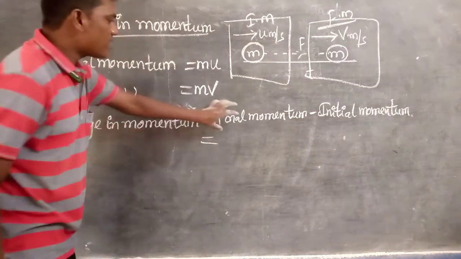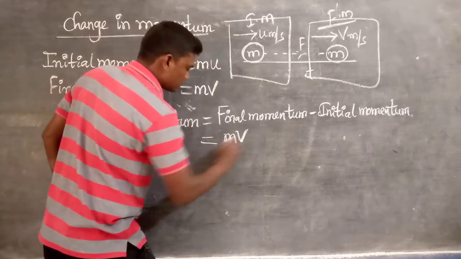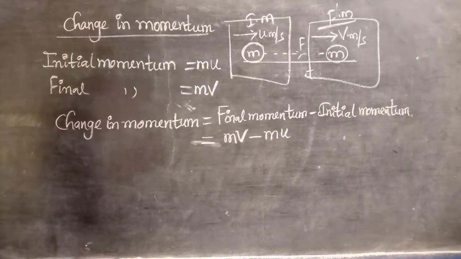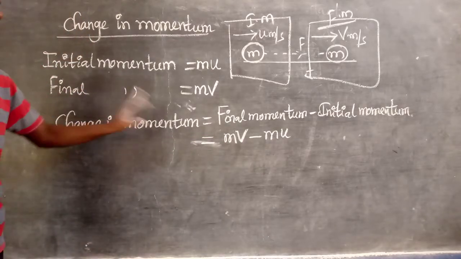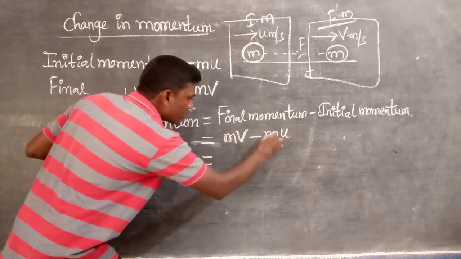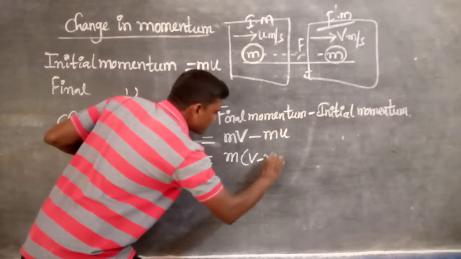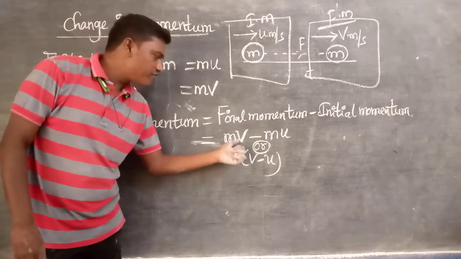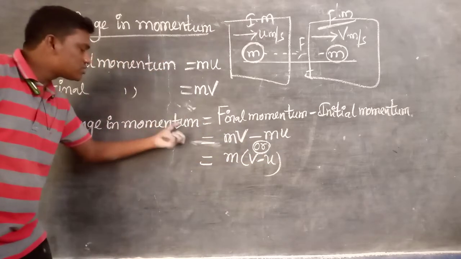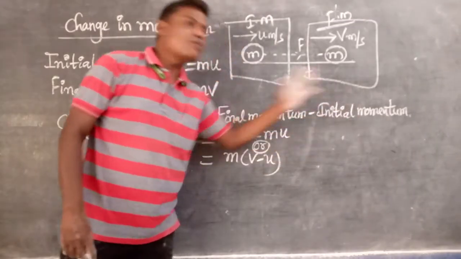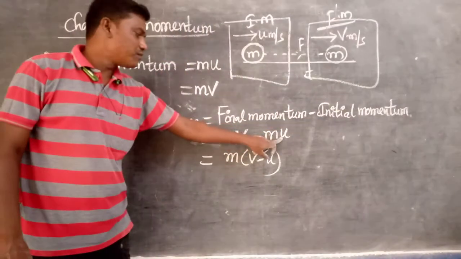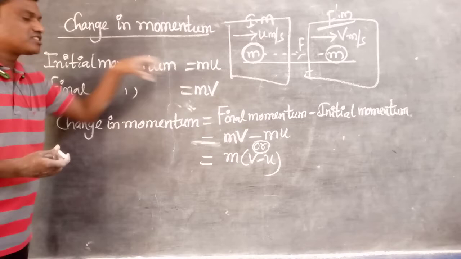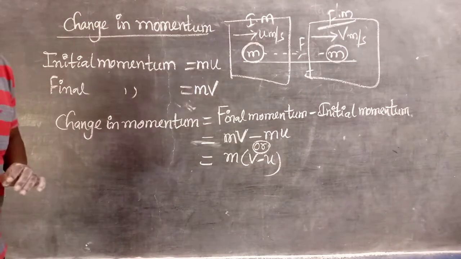So that is equal to, what is the final momentum? mv, minus mu. So this is the formula to find the change in momentum. In this formula, which is the common factor? m. That's why m of (v minus u). So the change in momentum we can write as mv minus mu. What is the formula of change in momentum? Final momentum minus initial momentum. That's why mv minus mu, or m(v minus u). This is the formula to find how much momentum changes during the motion of a body.